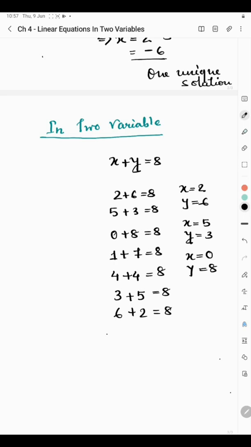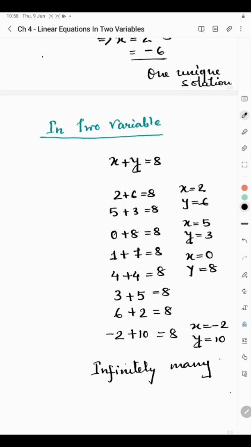If the value of x is minus 2 and the value of y is 10, then 10 minus 2 is 8, and since the sign of 10 is positive, it will be positive. So what we have noticed is that in case of two variables we have many solutions, right? So we'll write infinitely many solutions.